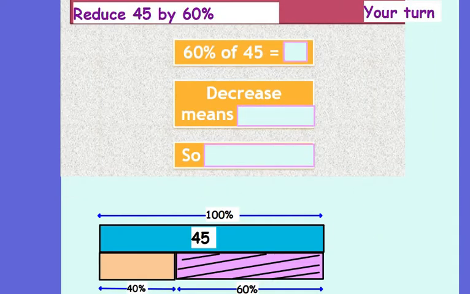Over to you, Year 7. In your light blue books, can you reduce or decrease 45 by 60% for me? Pause the video, have a go at that now, please.